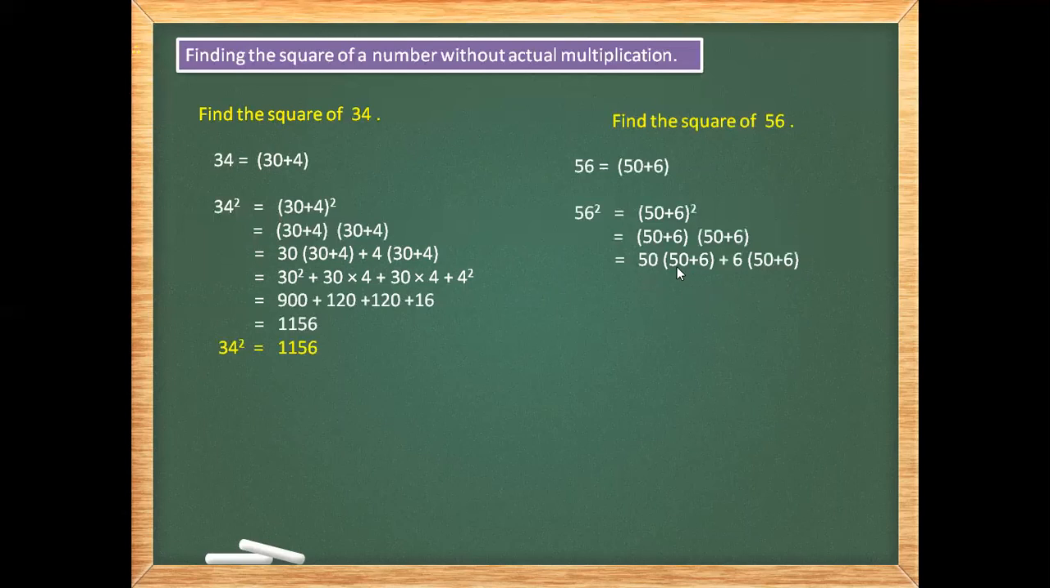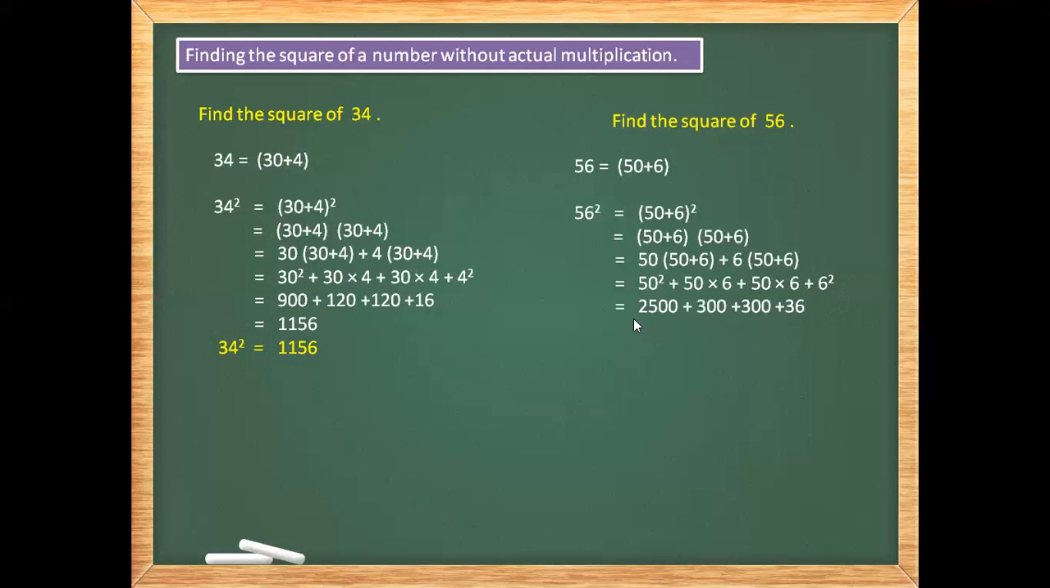Now just open the bracket. 50 into 50, 50 square. 50 into 6, then 6 into 50 means again it is the same, 50 into 6. 6 into 6, that means 6 square. So now find the values. What is 50 square? 2500. 50 into 6 is 300, again 300. And 6 square is 36.